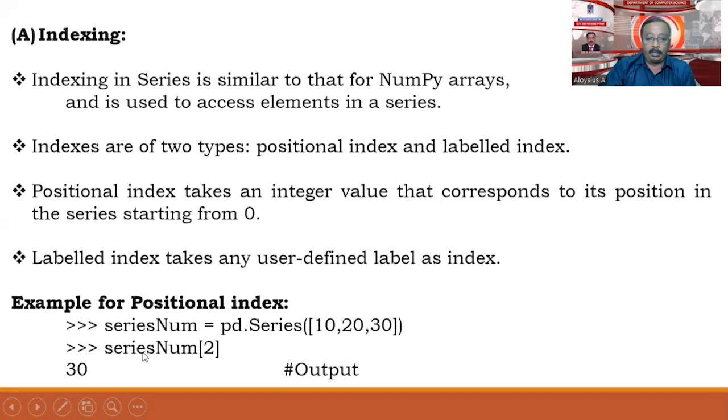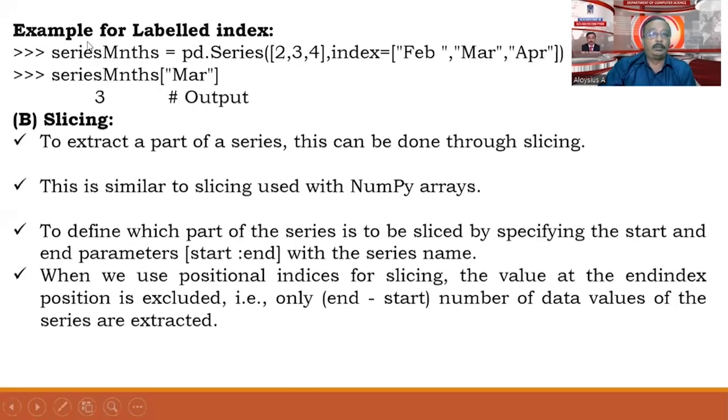So we are giving a series number of index 2. So this is index 0, this is index 1, and this is index 2. So 30 is the value which is given as an output. So if you specify the index, the value can be fetched. So that is an example for a labeled index.